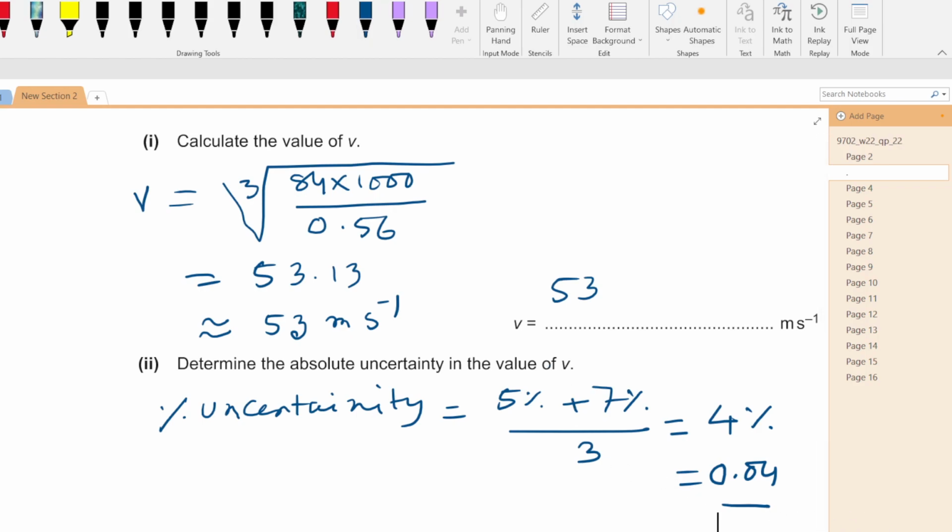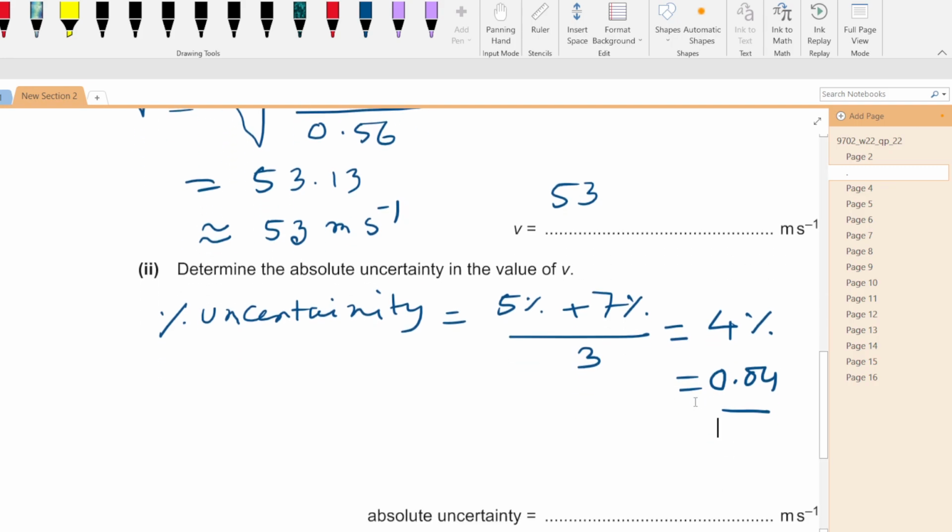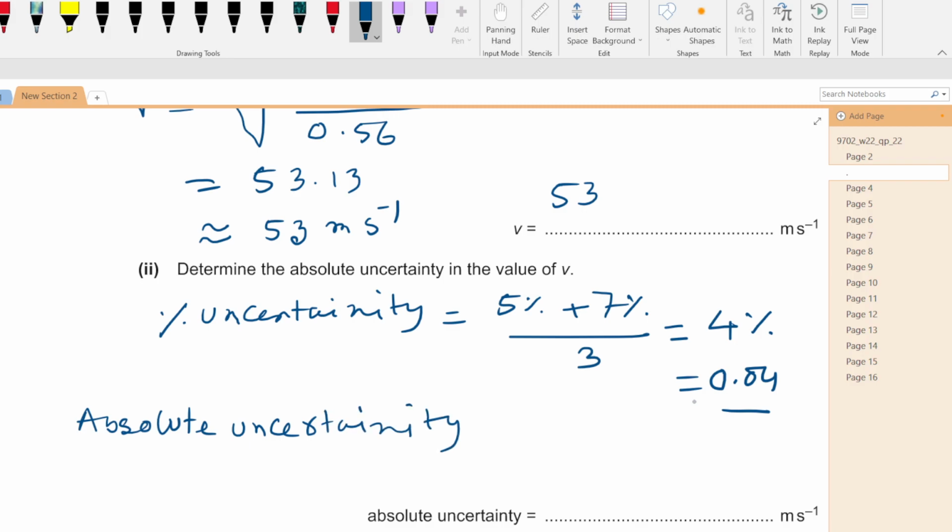Now, absolute uncertainty is 53 into 0.04, equals 2.12, and this is plus minus 2 meter per second. Now write plus minus 2.